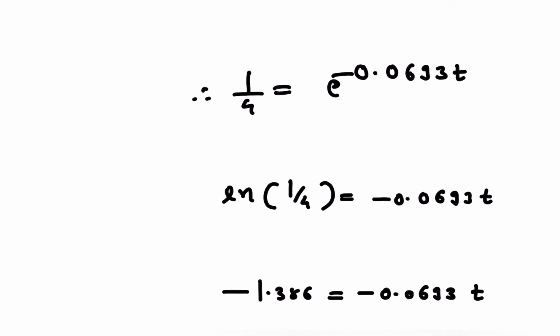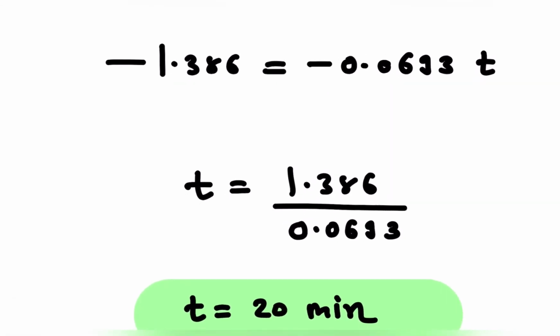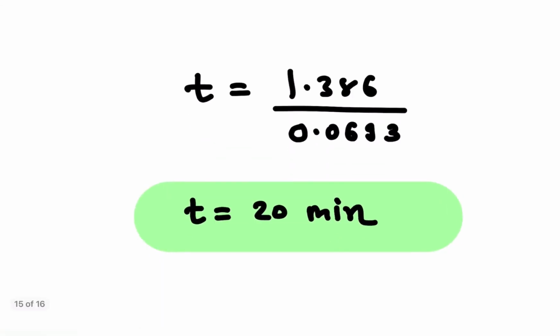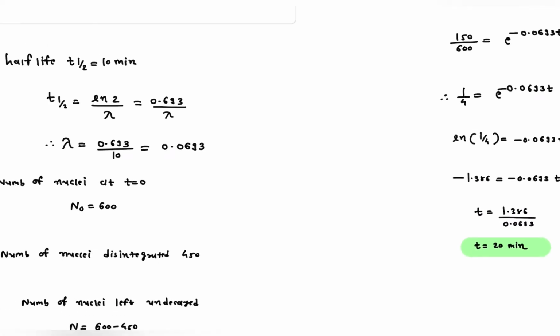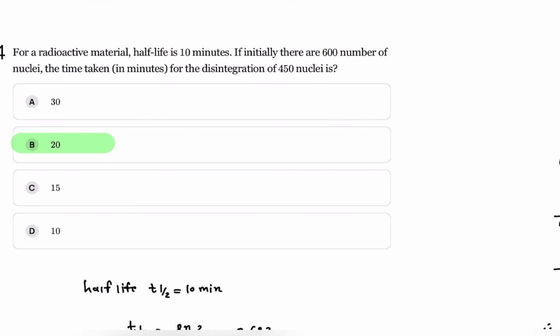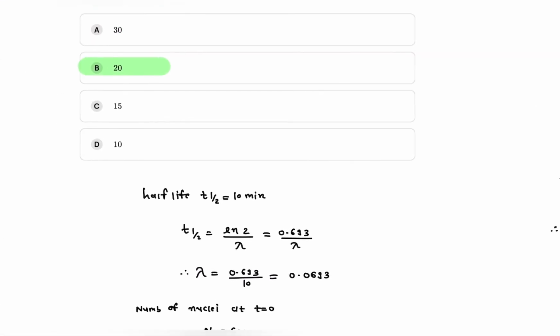Now, taking the log on both sides, ln 1 by 4 is equal to minus 0.0693 t. In order to remove the exponential, we have to take the log. So ln 1 by 4 has a value of minus 1.386, equal to minus 0.0693 t. Now in order to find the time t, t is equal to 1.386 divided by 0.0693. So the time taken for disintegration of 450 nuclei is t equal to 20 minutes. Option B is correct.